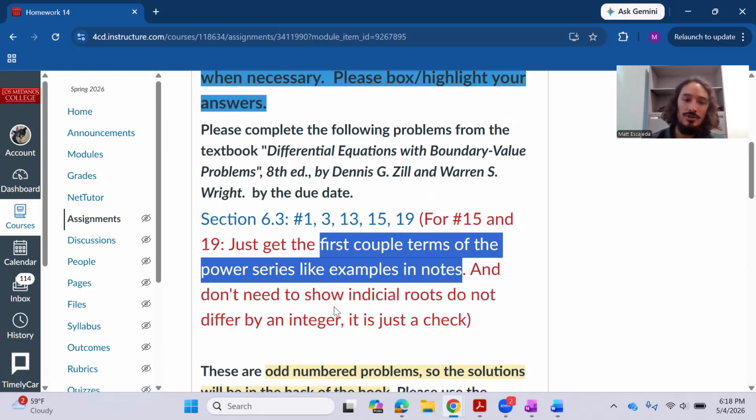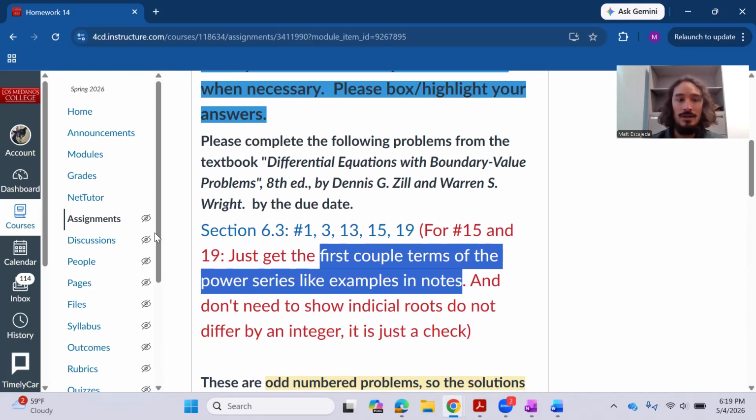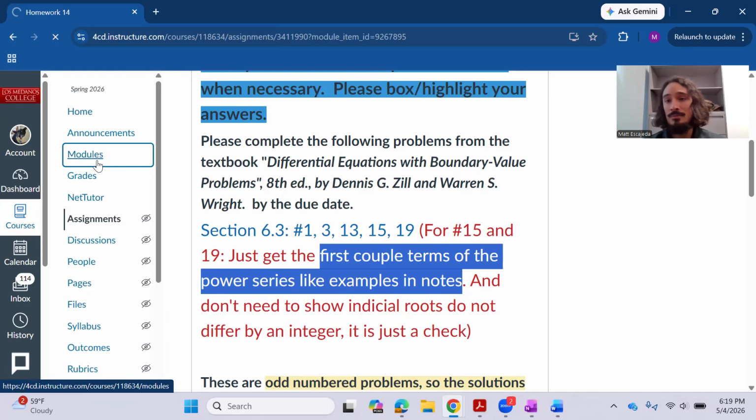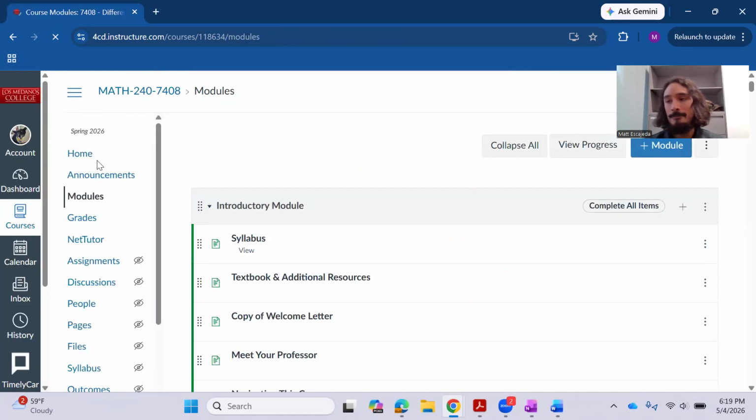In the question, it says to show that the initial roots do not differ by an integer. You don't have to do that. It's kind of obvious. You'll get something like r equals 0 and r equals 2/3, which doesn't differ by an integer. So you don't have to check anything like that. It's something you can just see. In case you look at the question and you have no idea what that means, don't worry about it. Your solution will tell me.